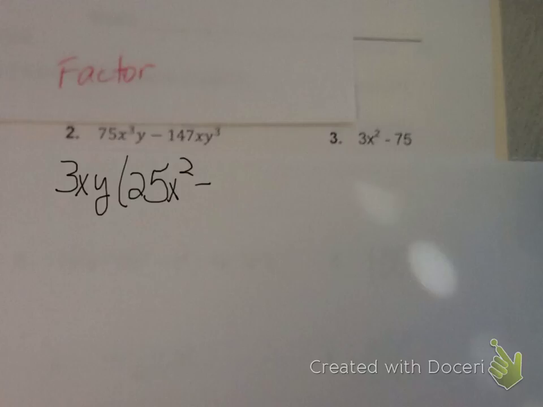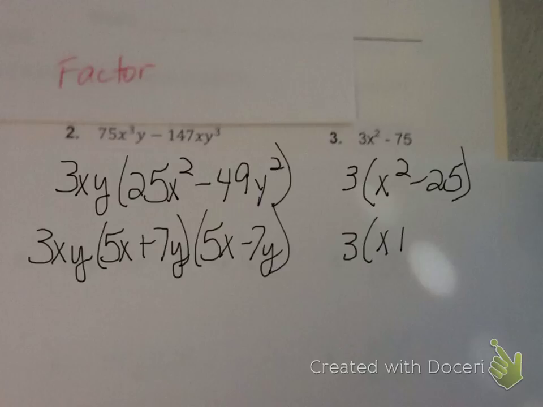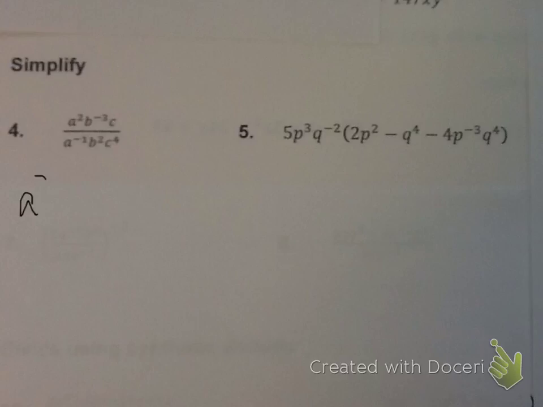I'm going to factor out a GCF first. Then 25x squared minus 49y squared is a difference of two perfect squares. It factors into 5x plus 7y and 5x minus 7y. Also, don't forget to factor out a GCF in number 3. And then the remaining polynomial is a difference of two perfect squares.